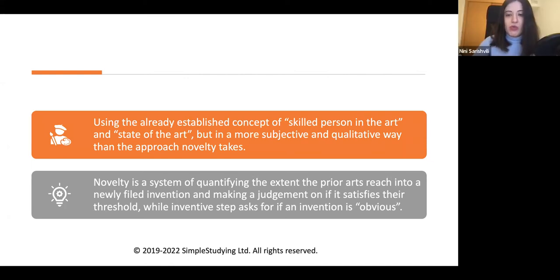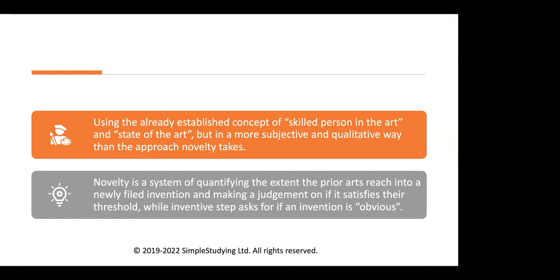This is a more subjective and qualitative way than the approach that novelty takes. Novelty is a system of quantifying the extent the prior arts reach into a newly filed invention and making a judgment on if it satisfies their threshold, while inventive step asks for the invention to be obvious. So the main takeaway from this principle is that it has to be obvious to a person skilled in the art, not to reasonable people. A person has to be skilled in the art. And the invention has to be obvious to the person skilled in the art.